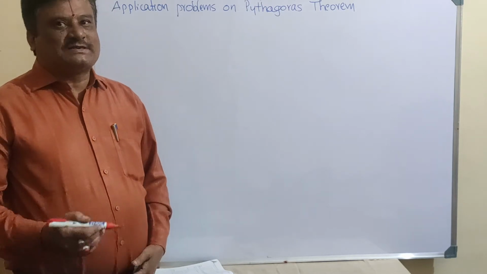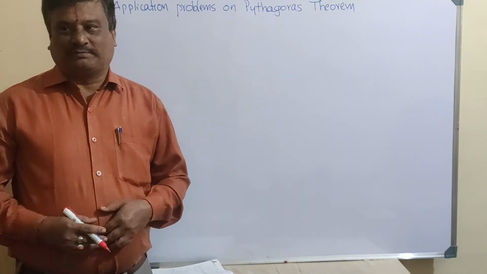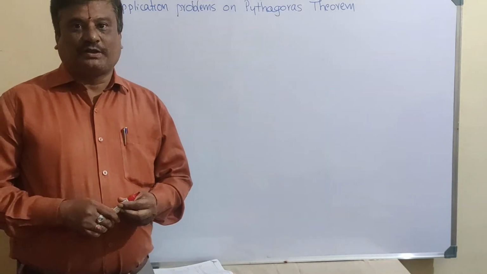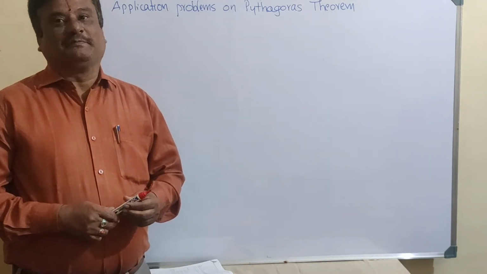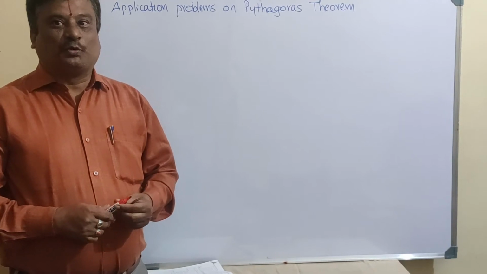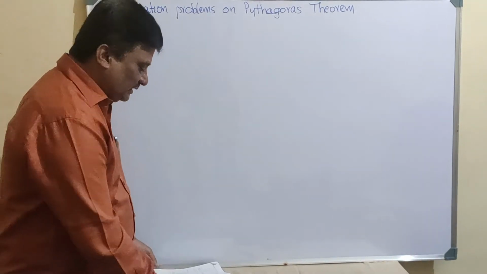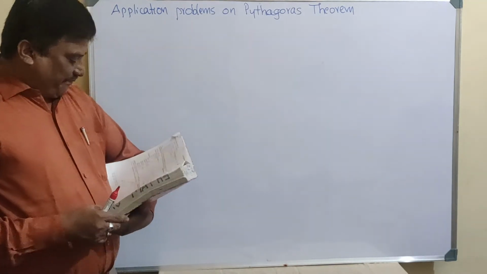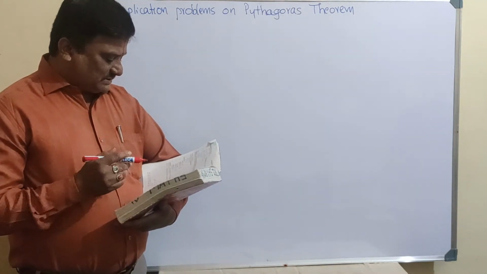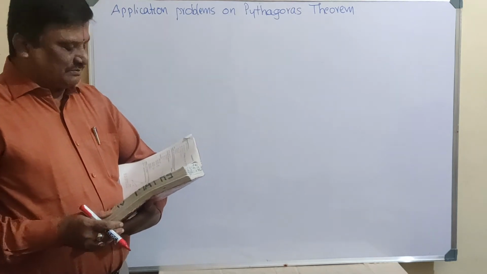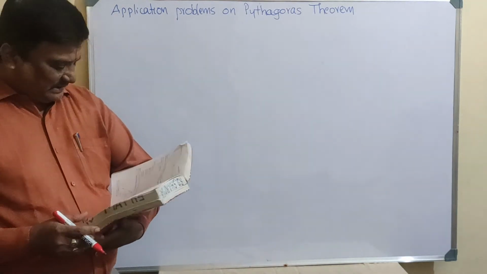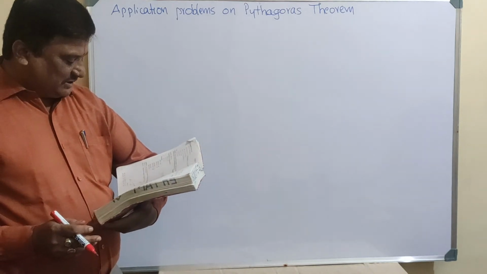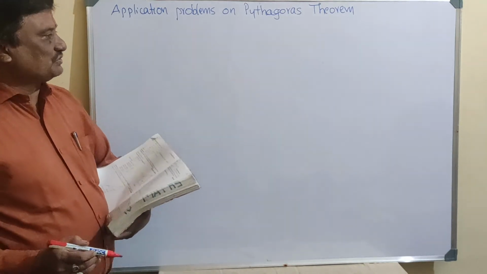Now let's consider one more application problem on Pythagoras theorem, which is also very important for the board examination. The problem is like this: P and Q are points on sides CA and CB respectively of triangle ABC, right angled at C. Then we want to prove that AQ square plus BP square is equal to AB square plus PQ square.